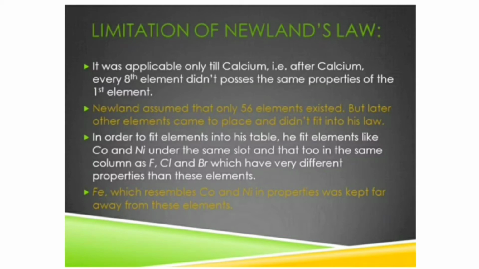In order to fit elements into this table, he put elements like fluorine, chlorine and bromine in one column, which have different properties than these elements. Iron, which resembles cobalt and nickel in properties, was kept far away from these elements.